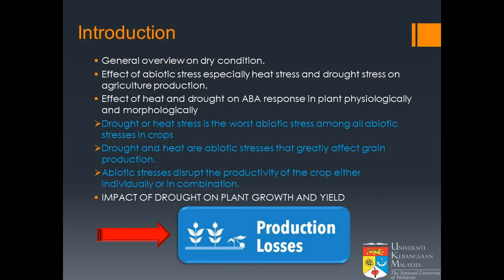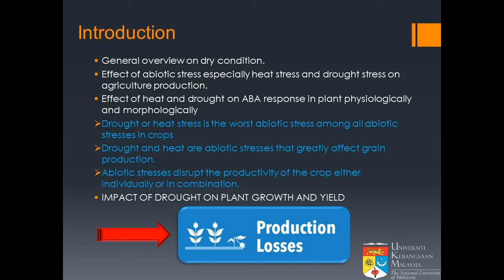For the introduction part, I explain a little bit about a general overview on dry conditions. Dry conditions such as drought affect all physiological processes of the plant. By 2050, it is estimated that over 50% of the world's agricultural lands will face drought. Among all the abiotic factors, drought is one of the greatest threats to the agricultural industry. So drought and heat are the abiotic stresses that greatly affect grain production.